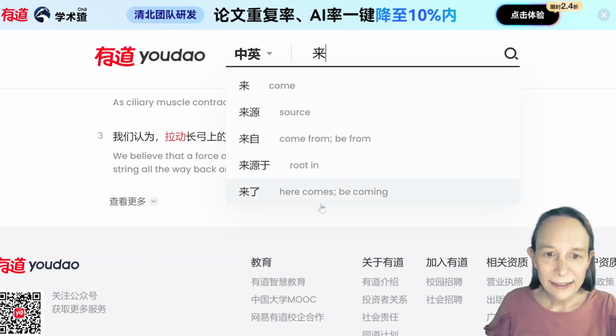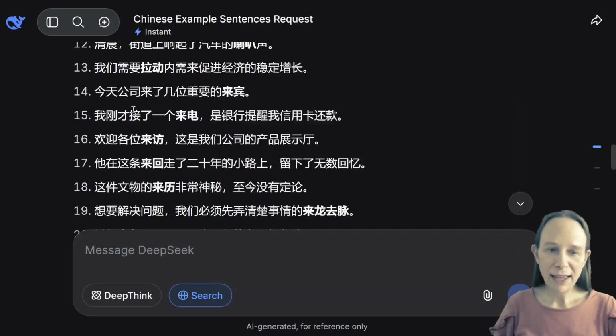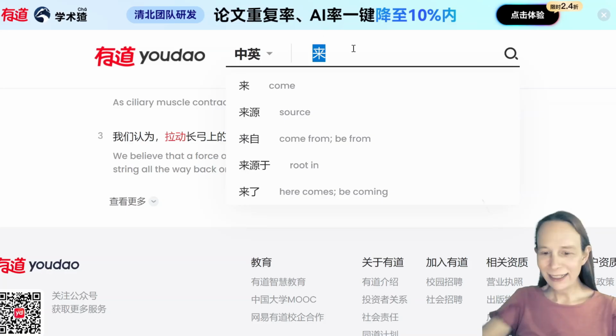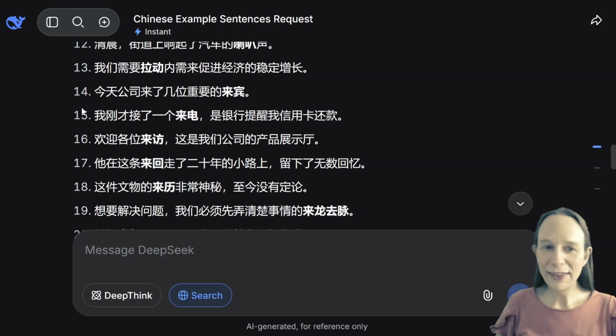Lie. There's too many words beginning with lie. All right, let's just move on then. There are other ones like 来客. 来客 is the obvious one. 来客. Guest. Few others like that.